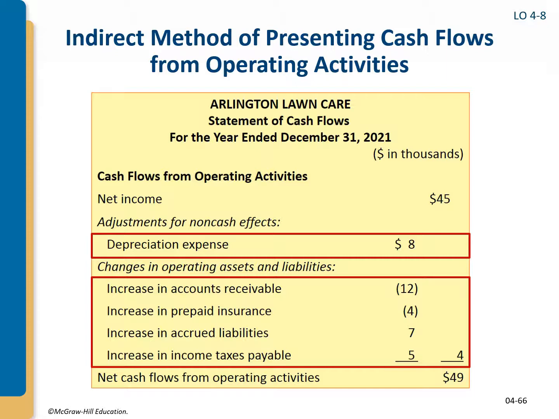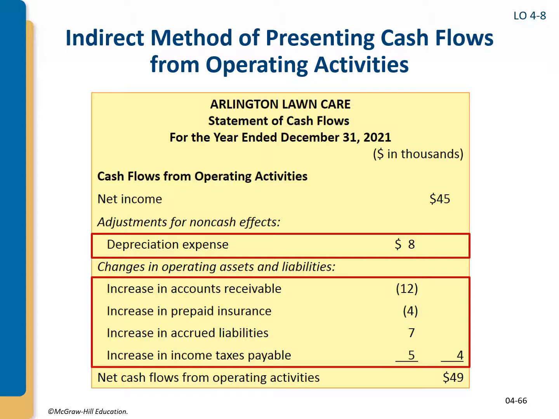It went down. What's the effect on cash if prepaid insurance increases? Well, that would have been debited. Credit cash. So when a current asset increases, the effect on cash is the opposite.